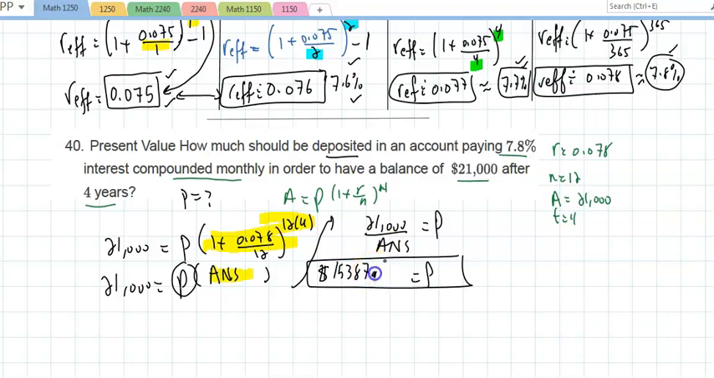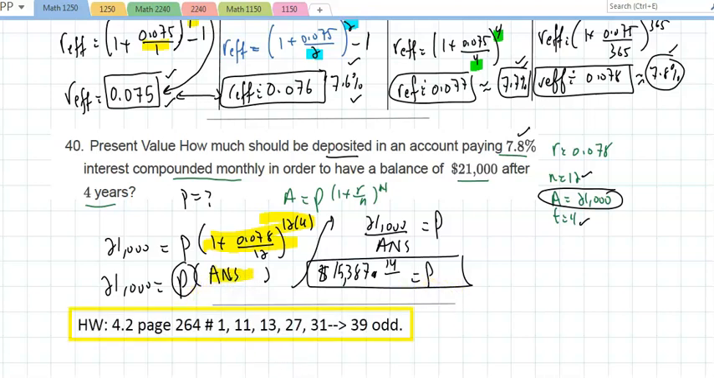15,387.14. If I was to deposit today $15,387 at an interest rate of 7.8% for 4 years, compounded monthly, I will get out of it, 4 years from now, $21,000. Let me give you the homework on 4.2.